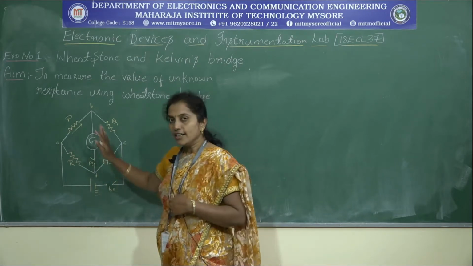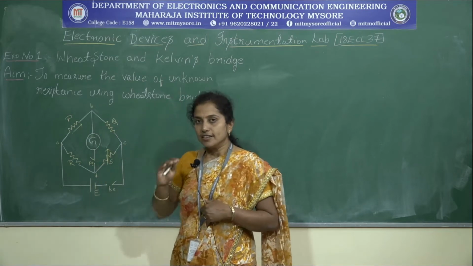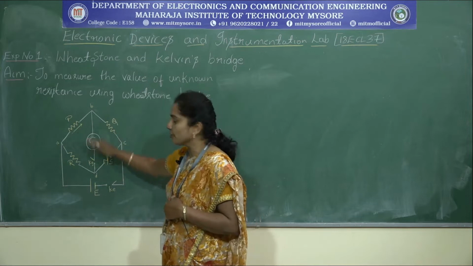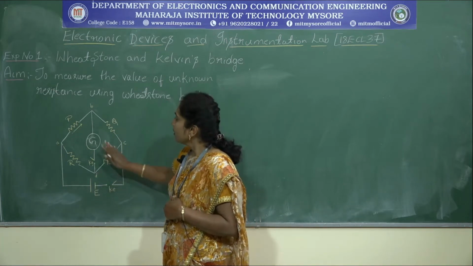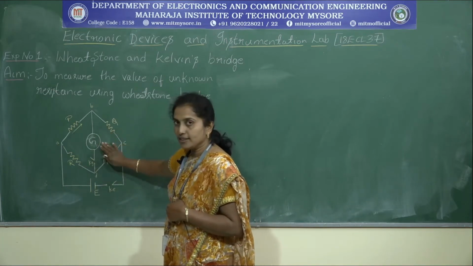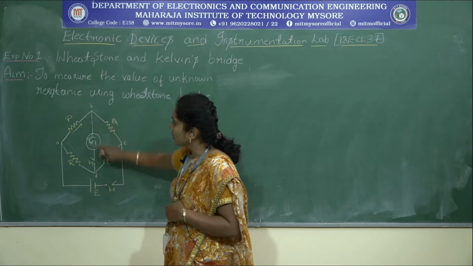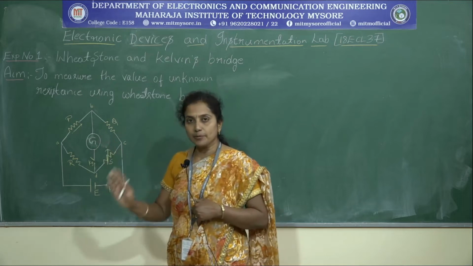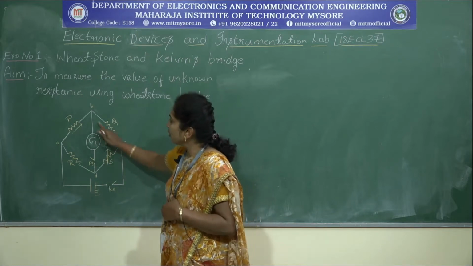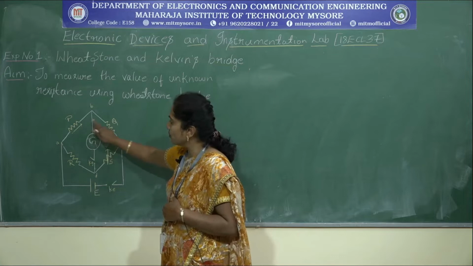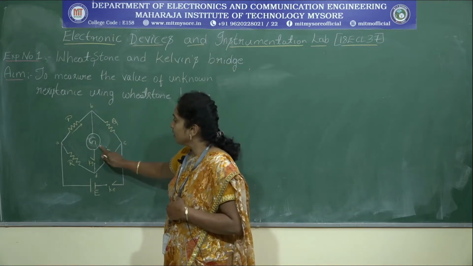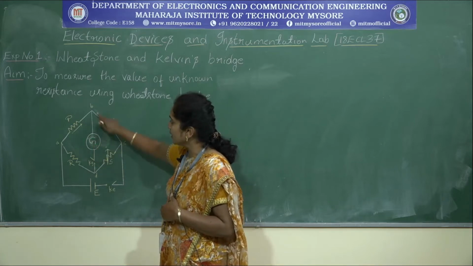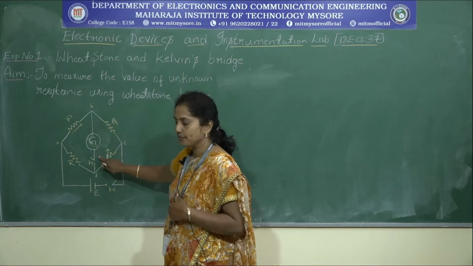Here in the Wheatstone bridge there is a balanced and an unbalanced condition. In the balanced condition, if the bridge is balanced, no current flows through the galvanometer. If the bridge is in the unbalanced condition, a small current flows through the galvanometer. That means current will be flowing through the circuit and through the galvanometer.